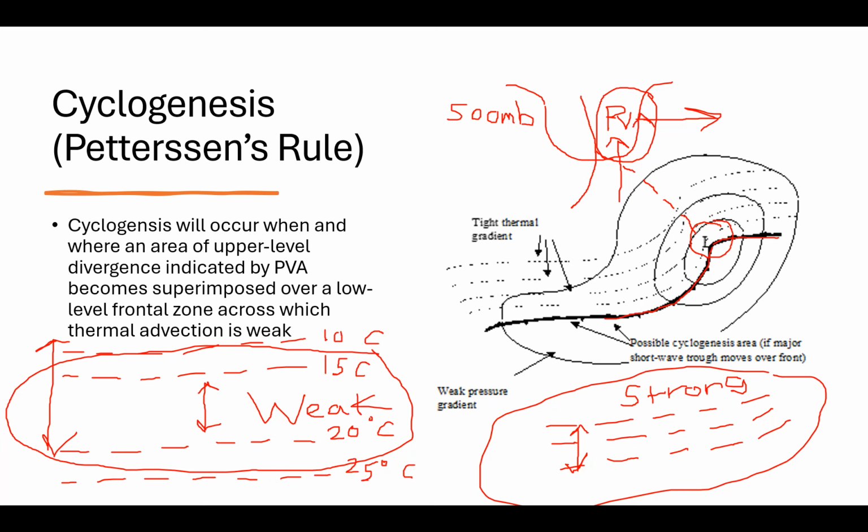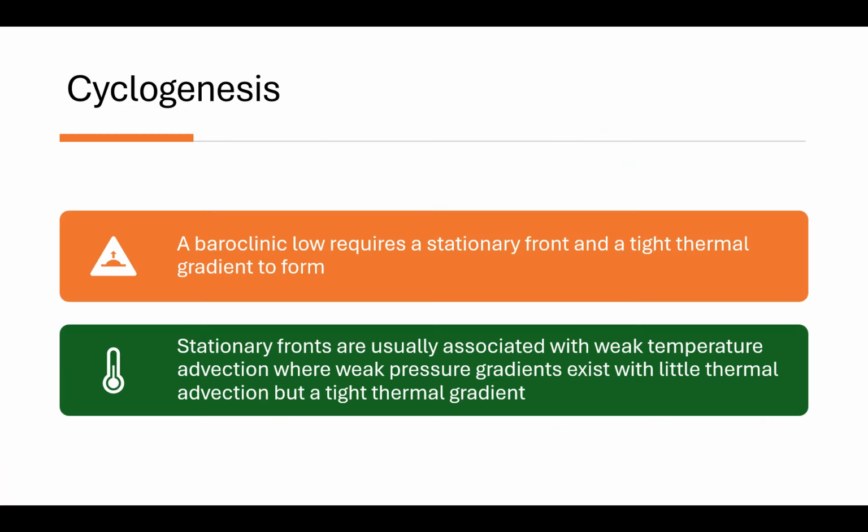All right, so we kind of describe everything here in Pedersen's rule, the definition. Cyclogenesis will occur when and where you get this area of upper level divergence, the top right portion of the diagram I drew here with this 500 millibar shortwave, that has PVA superimposed over a low level frontal zone. Now this is my frontal zone, which has weak thermal advection, right? So this is where you get this connection between the 500 millibar shortwave trough and PVA out ahead of it and your surface low pressure system, leading to cyclogenesis.